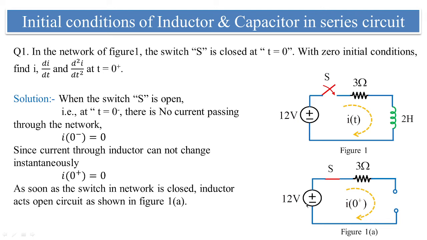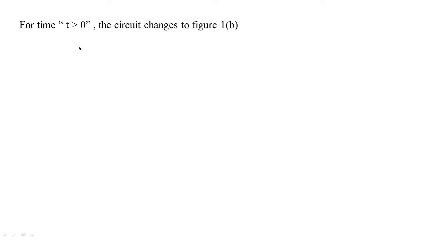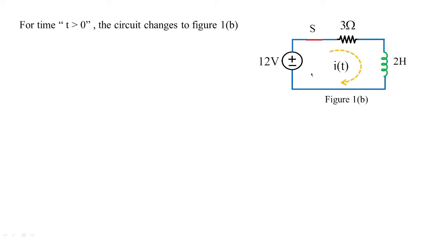Now let us study the actual behavior of the circuit, that is, for t greater than 0. We are going from t minus, t plus, to the greater than 0 conditions. Just after the switch is closed, when all the parameters are connected to the supply, this is how the circuit looks: 12 volts, switch closed, connected to 3 ohms and 2 henries, and current I of t is flowing. This current is known as the transient current, which is flowing through these two passive elements.